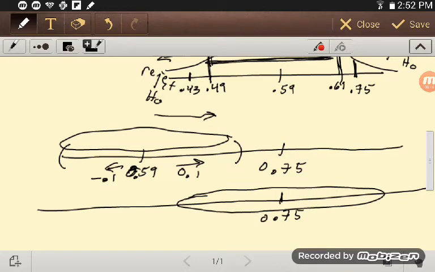If I go 0.1 this way, that is at 0.65, and if I go the 0.1 this way, it's 0.85. And so what we're doing with a confidence interval, and what we would call this is a 95% confidence interval.